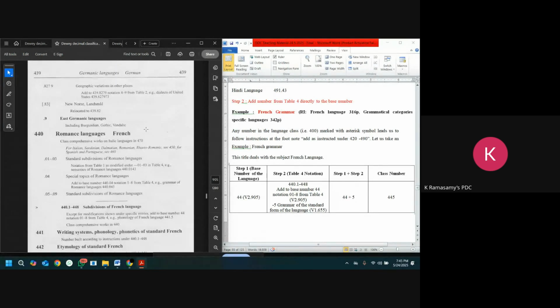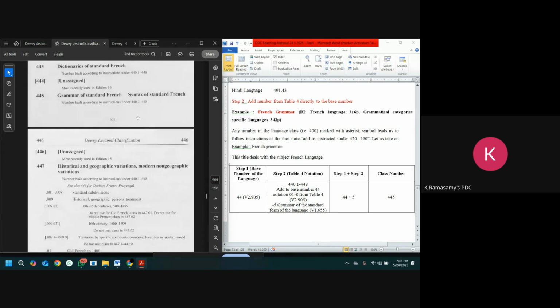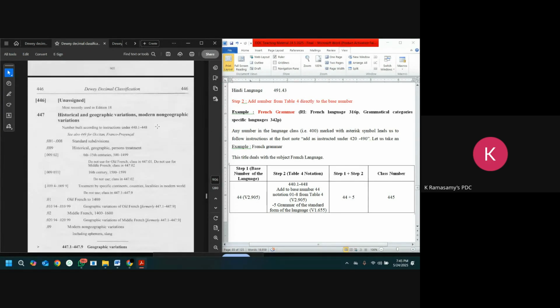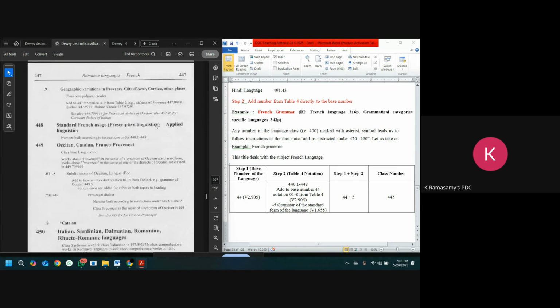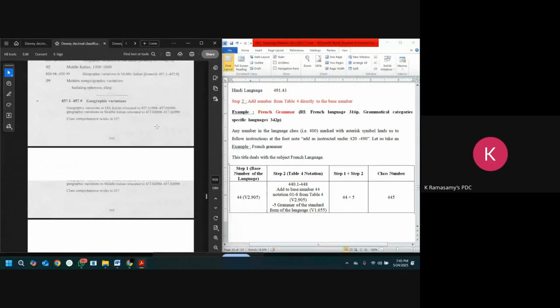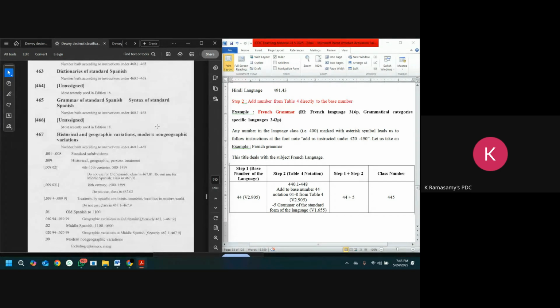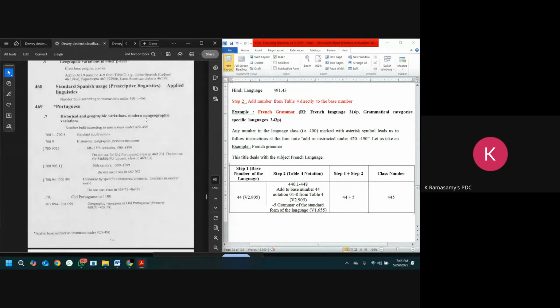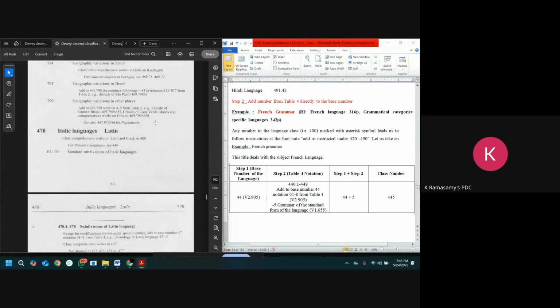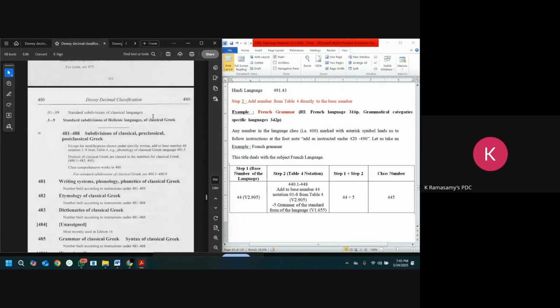Volume 2. Let me show you how these things work. If we take 400, for example, there is 440 Romance languages, 447 and other languages, 450 Italian languages, 420 English language, and 460 Spanish language, and 470 Portuguese language, Italian language. That way they have given all languages, including Tamil, Malayalam, all languages are there.